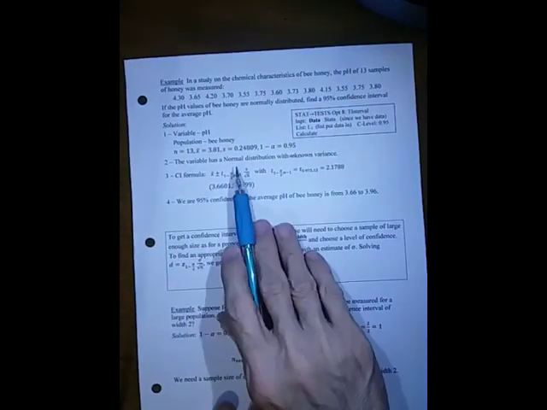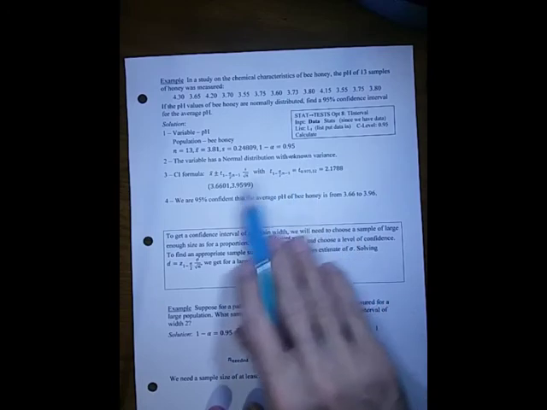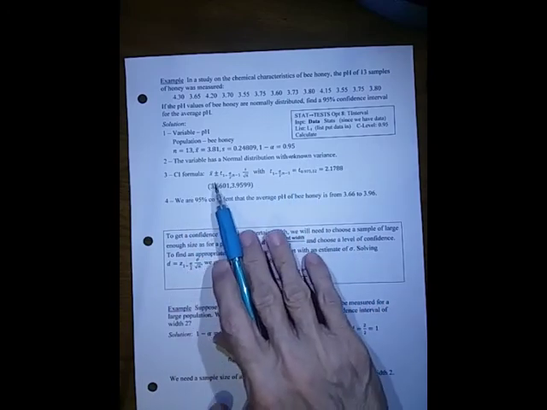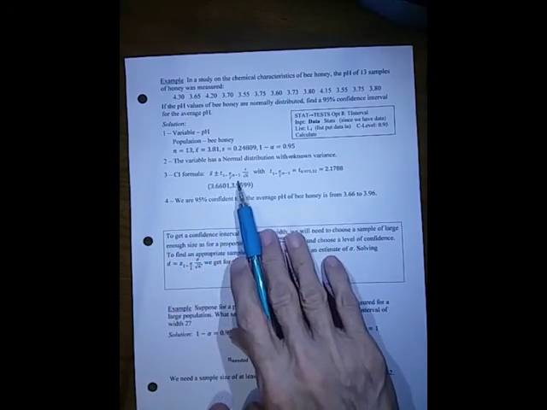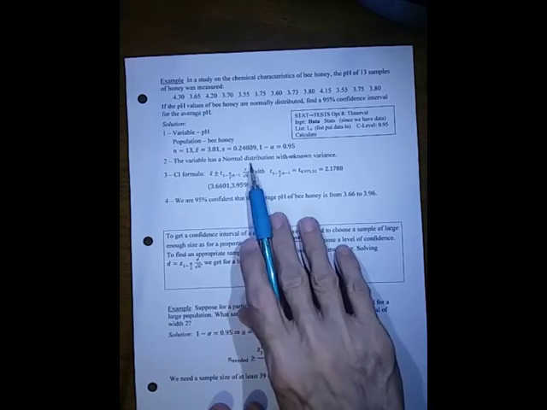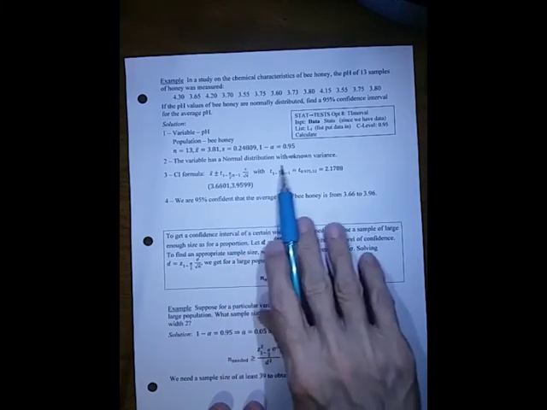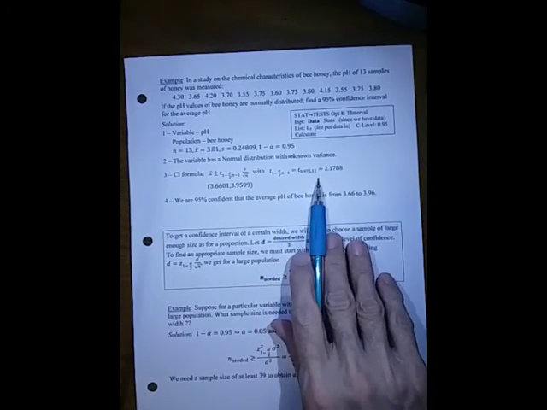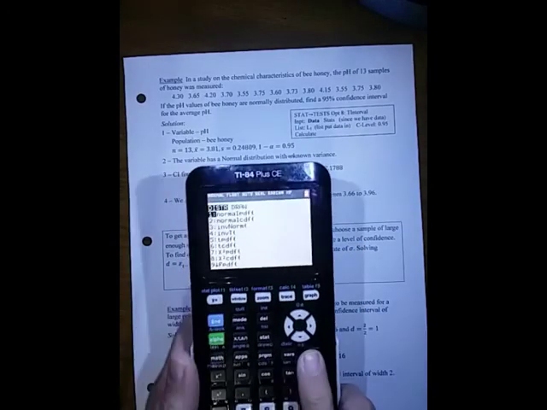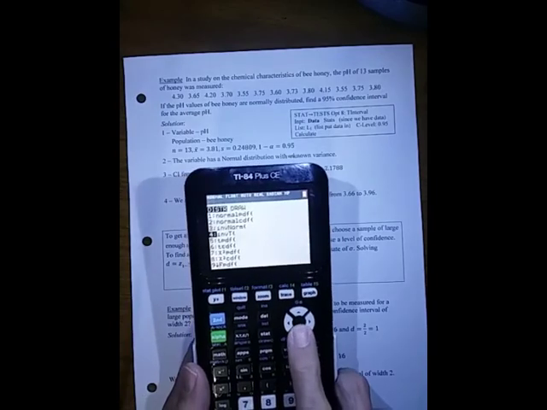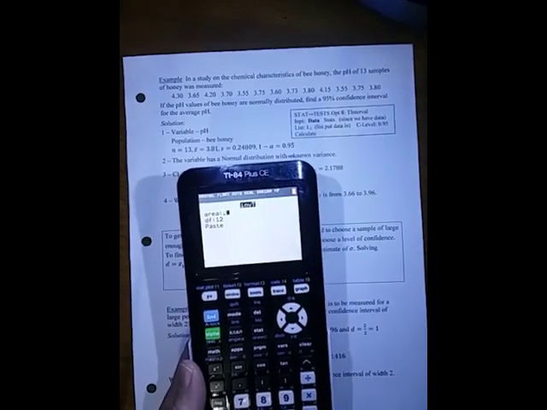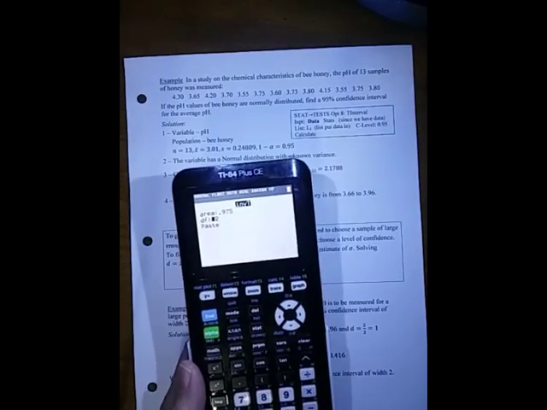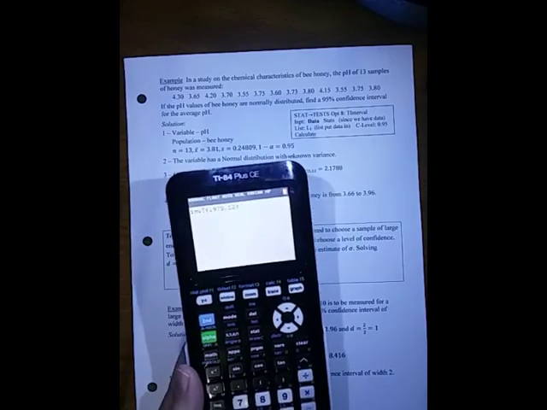By the way, the variable has a normal distribution with unknown variance. The confidence interval is X bar plus or minus t at 1 minus alpha over 2 with n minus 1 degrees of freedom, times s over the square root of n, where you would look up this t value. You can actually find that by inverse T. You can go to distribution, and go down here to inverse T. We want an area of 0.975 with 12 degrees of freedom.